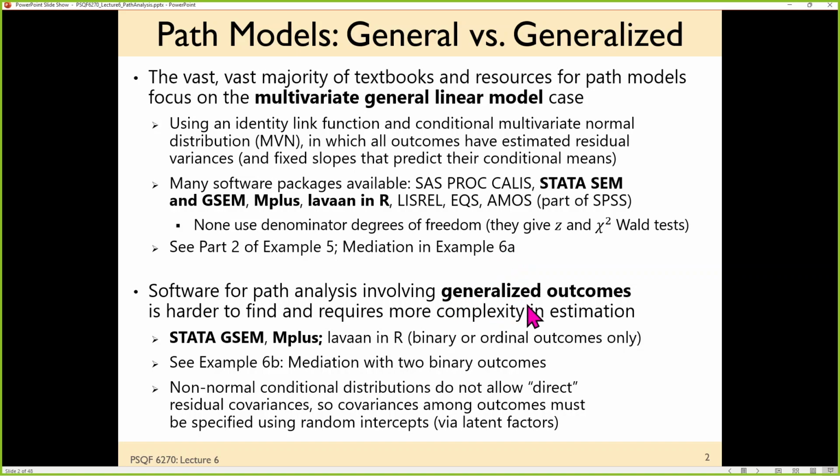Generalized options are harder to find and always require more complexity and estimation. So the G in Stata GSEM, I think, stands for generalized. It also has multi-level, so I don't know why they didn't throw an M in there too, just to cover their bases, but whatever. Lavaan has link functions for binary or ordinal only. Mplus also has counts and zero-inflated counts. GSEM, I want to say, is the only one that I've seen binomial anything in. That one is harder to find.